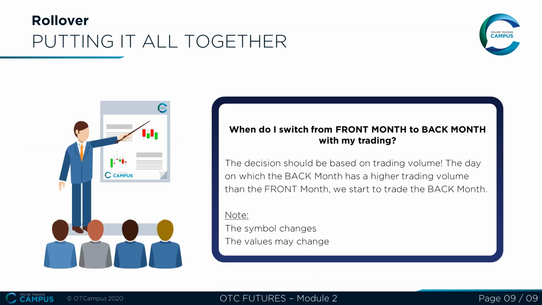Let's summarize everything with the ultimate question for this lesson. When do I switch from front month to back month with my trading? The decision should be based on trading volume. The day on which the back month has a higher trading volume than the front month, we start to trade the back month. So please note, once this happens, the symbol obviously changes and also the values may change as well, as we have seen in the previous natural gas example.